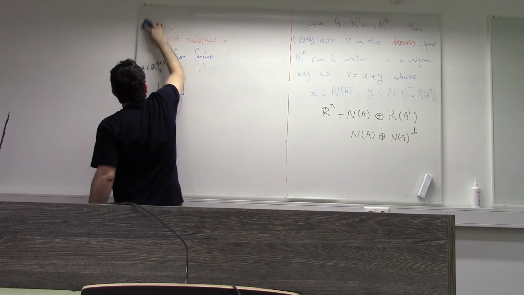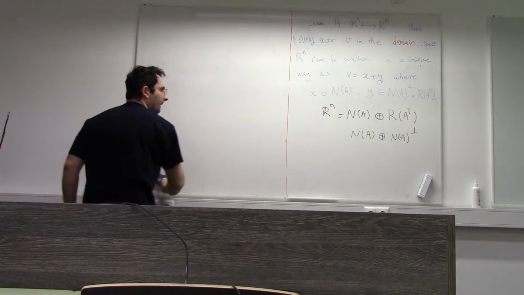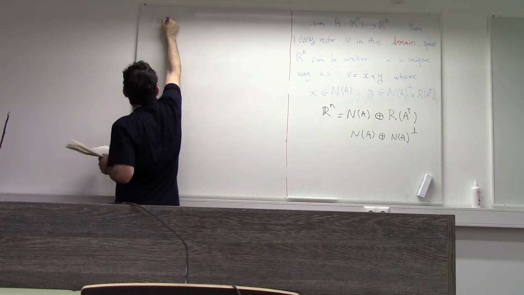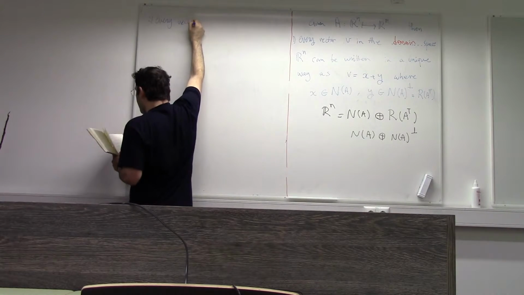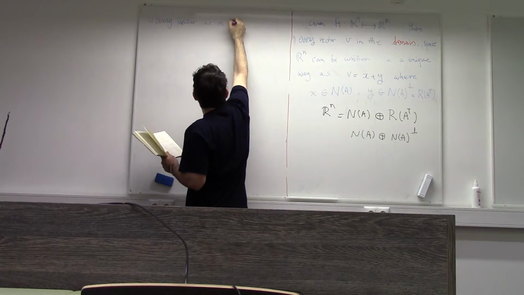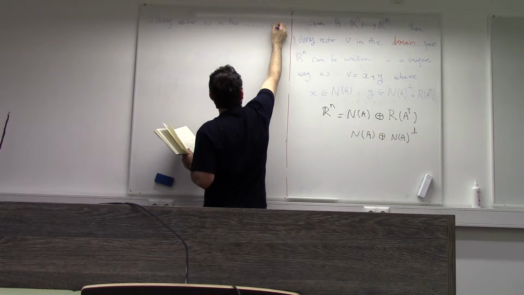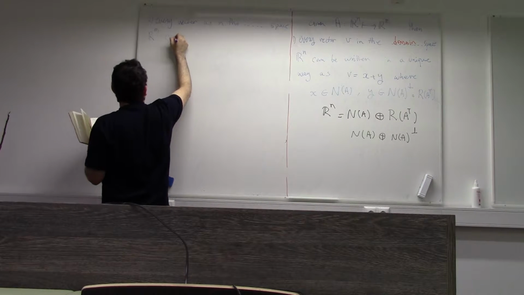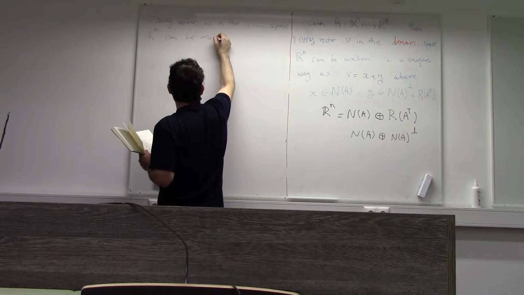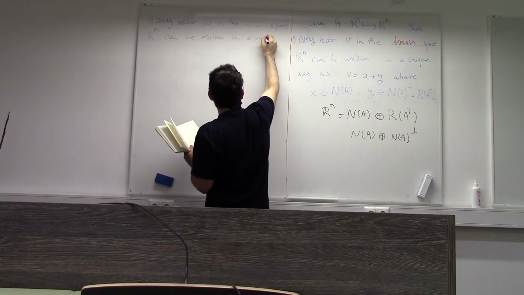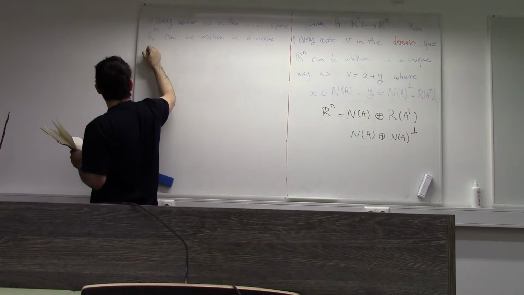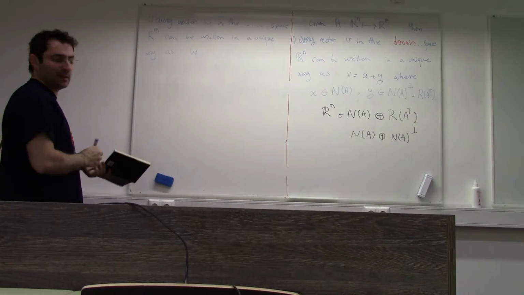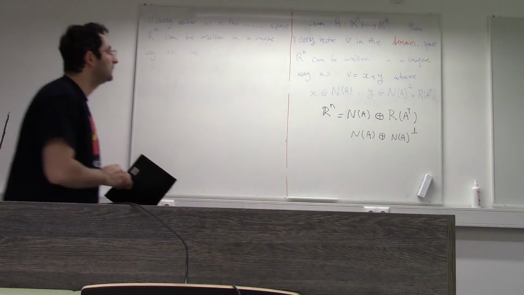Similarly, we can write every vector W in the Rm can be written in a unique way as... what should I put in this empty space? Codomain. Codomain.